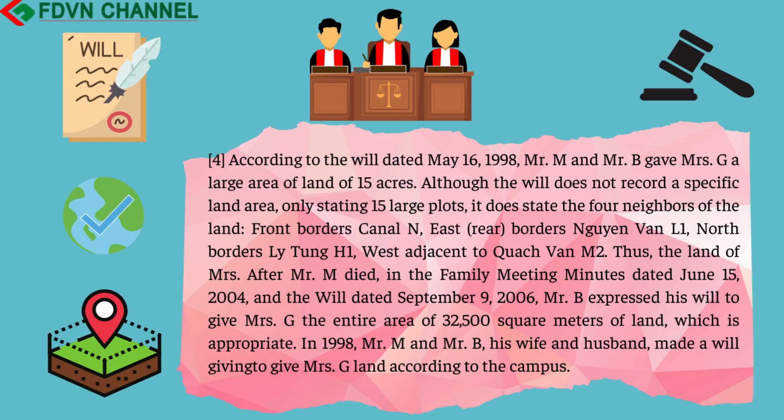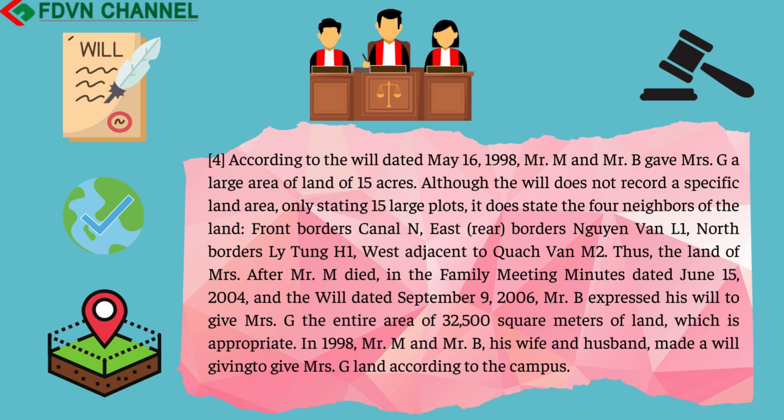4. According to the will dated May 16, 1998, Mr. M and Mr. B gave Mrs. G a large area of land of 15 plots. Although the will does not record a specific land area, only stating 15 large plots, it does state the 4 neighbors of the land. The front borders Canal N, the east and rear border Nguyen Van L1, the north borders Lai Ting H1, and the west is adjacent to Quoch Van M2.